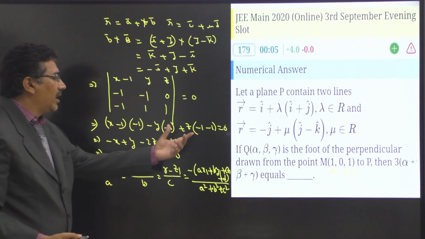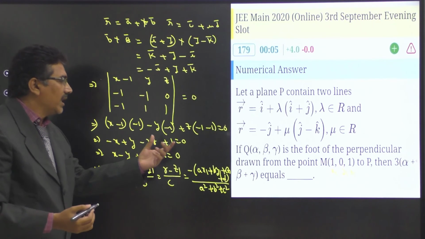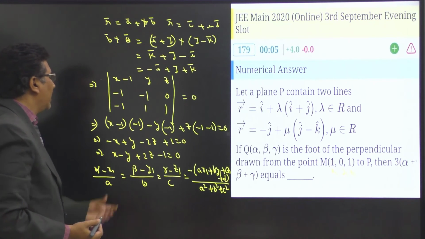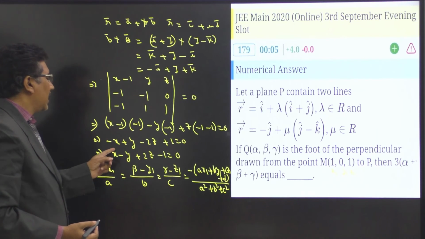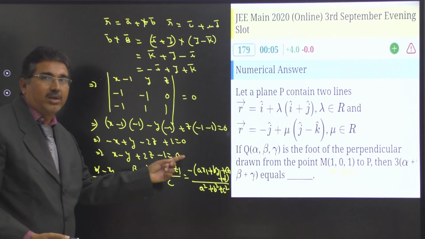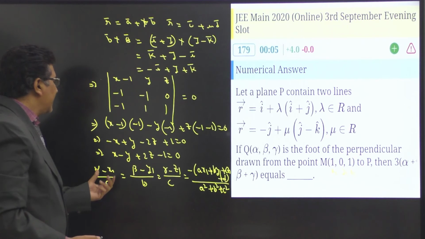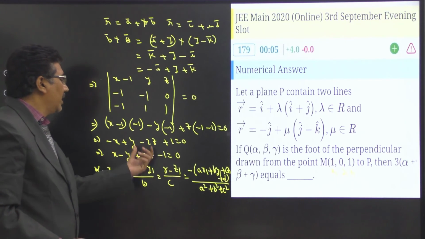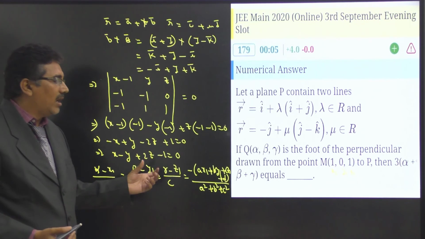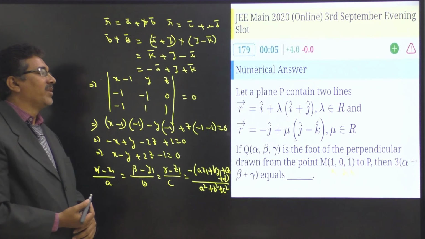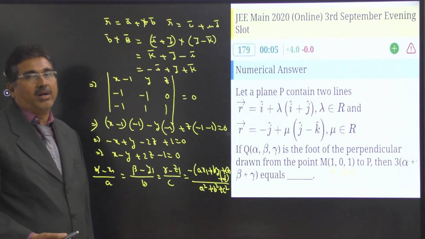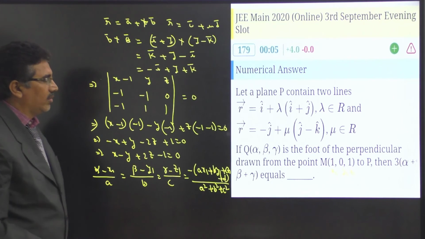This is the formula for calculating the foot of the perpendicular. Here alpha, beta, gamma are the required numbers, that is x1, y1, z1. The plane equation is ax plus by plus cz plus d is equal to 0, where a is equal to 1, b is equal to minus 1, c is equal to 2. By using this formula, calculate alpha, beta and gamma. Also calculate 3 times alpha plus beta plus gamma. That is the required value.